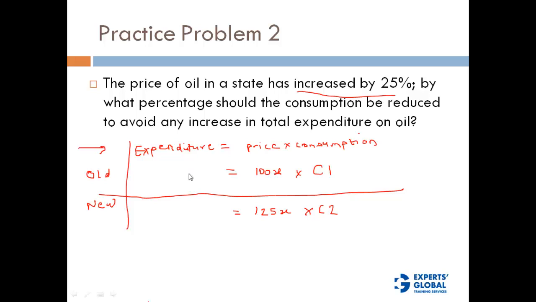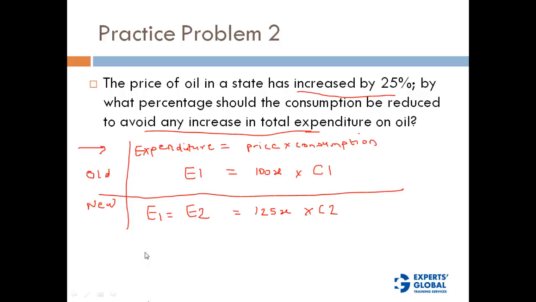Correct? And the expenditure is E1, here let it be E2. But we know that in both the scenarios, what are we trying to seek? We are trying to seek the same expenditure. The total expenditure should not change. So that means E1 and E2 are the same. Correct?